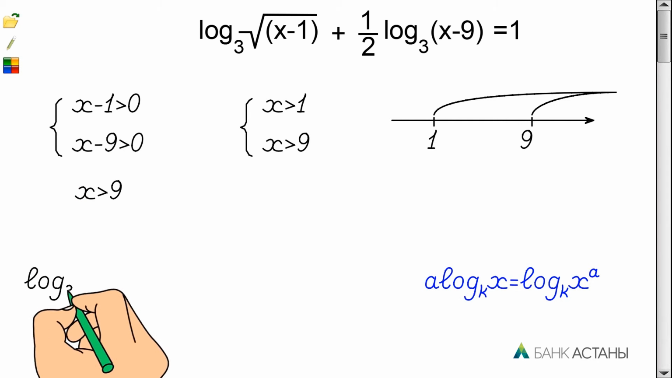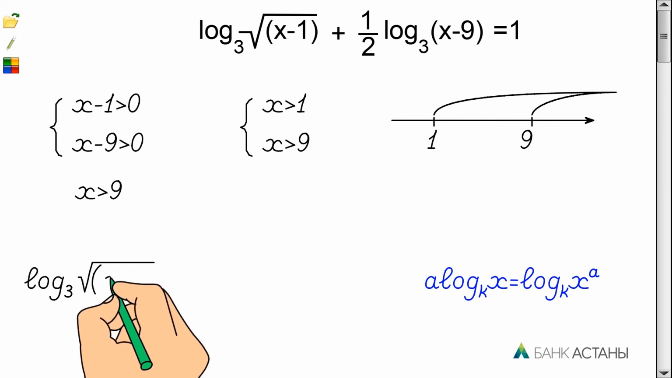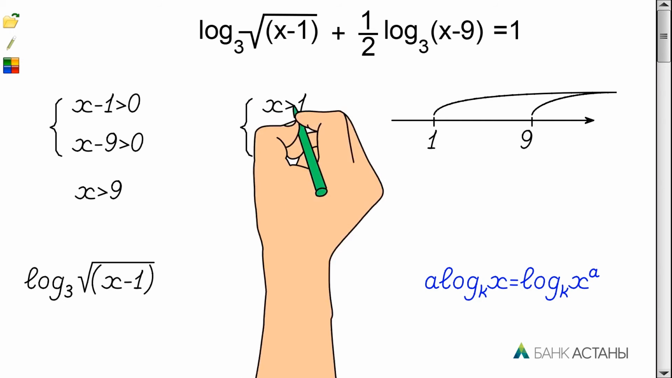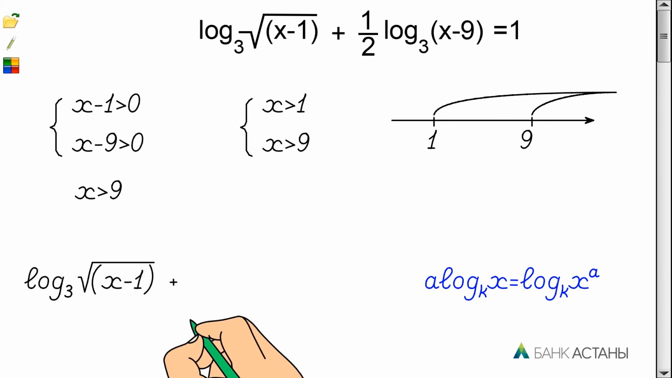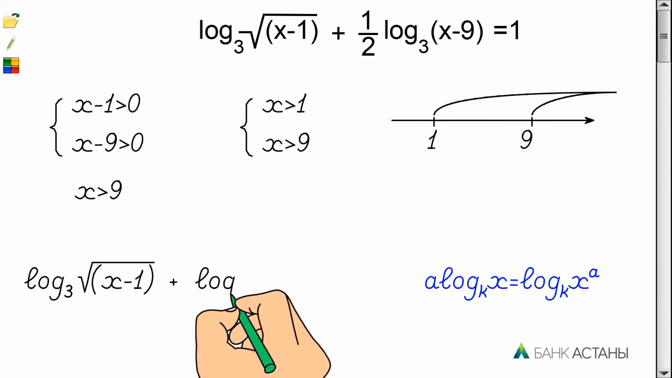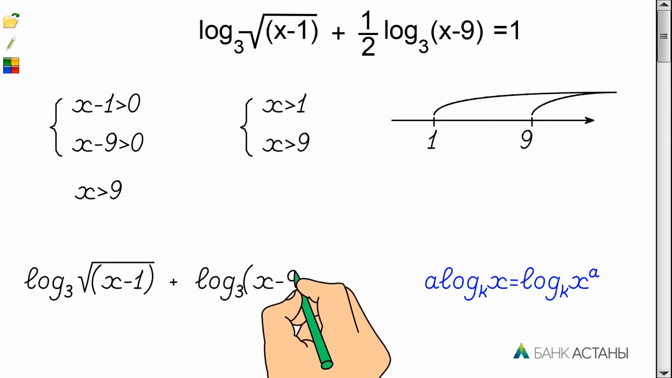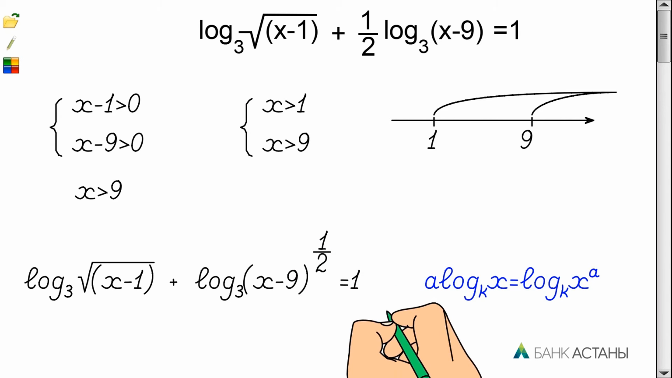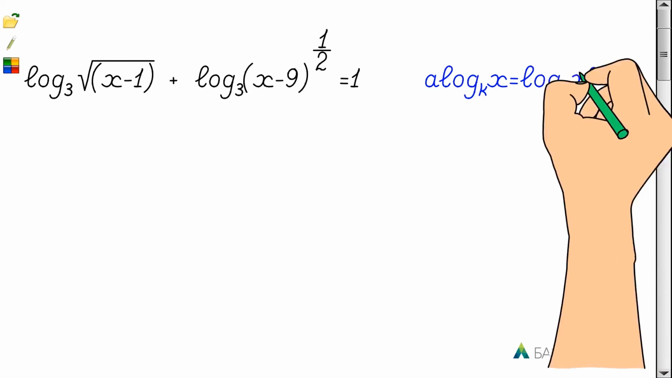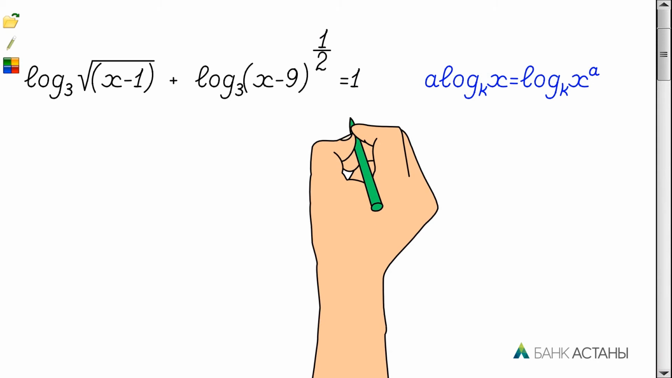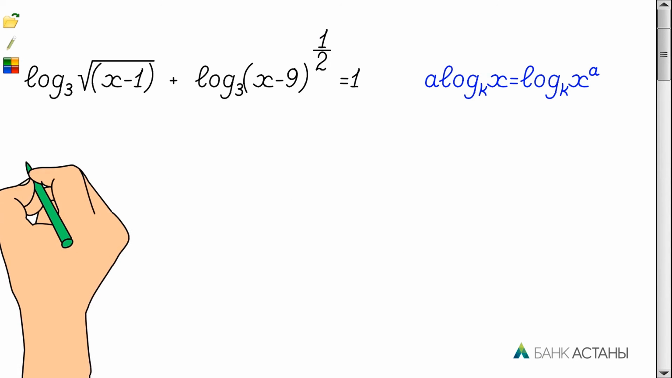Logarithm base 3 of the square root of x minus 1. As we see, the first term was left unchanged, plus the second term we rewrite in accordance with the formula. Logarithm base 3 of x minus 9 to the power of 1/2 is equal to 1. We can solve the resulting equation. As you know, raising to the power of 1/2 is equivalent to extracting the square root. So we can rewrite the equation in the following form.